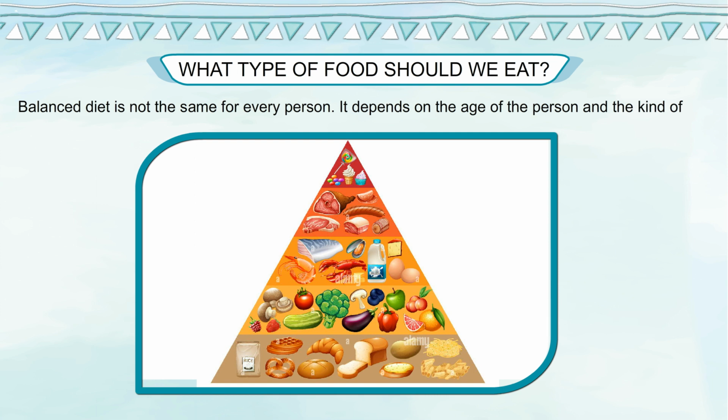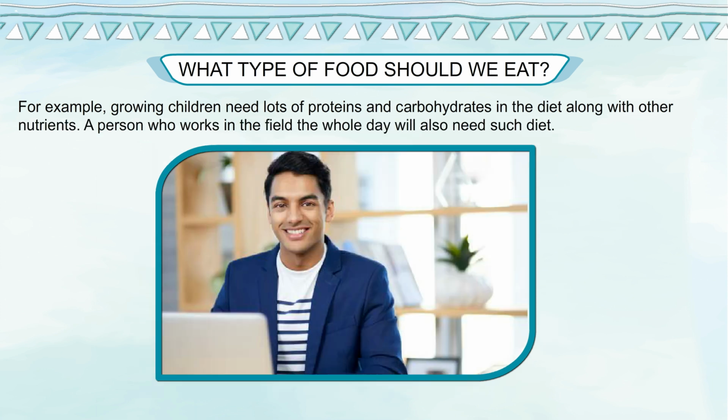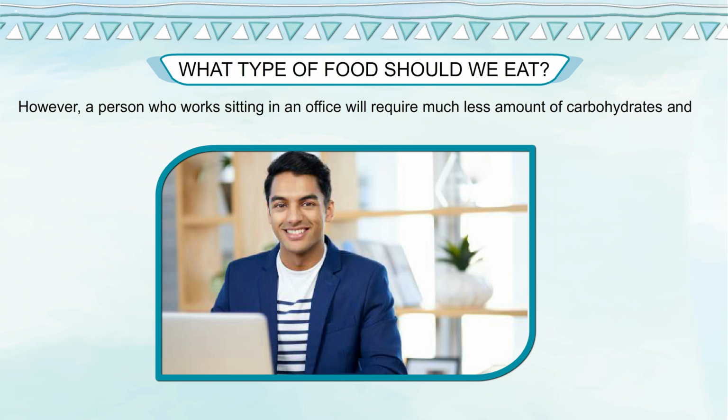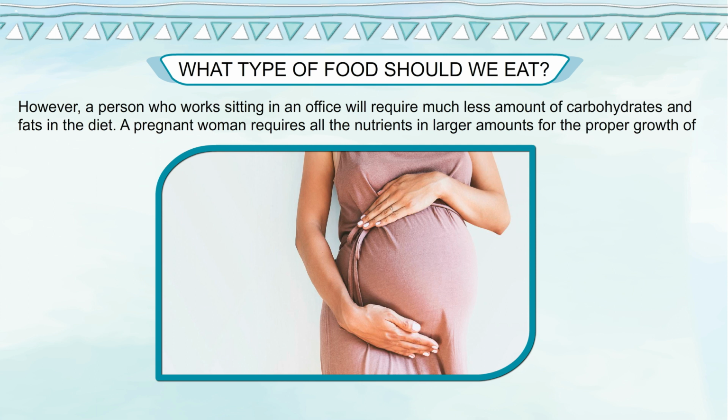It depends on the age of the person and the kind of work a person does. For example, growing children need lots of proteins and carbohydrates in the diet along with other nutrients. A person who works in the field the whole day will also need such diet. However, a person who works sitting in an office will require much less amount of carbohydrates and fats in the diet. A pregnant woman requires all the nutrients in larger amounts for the proper growth of the baby.